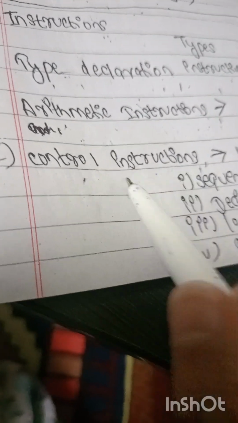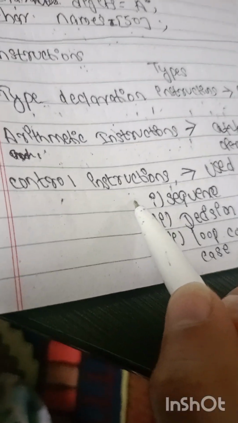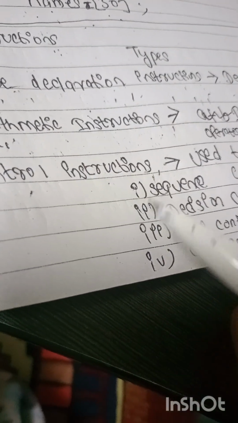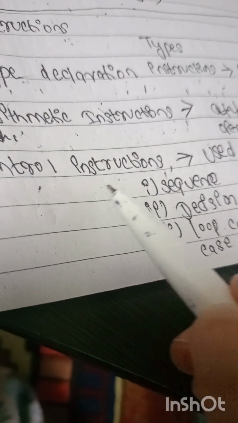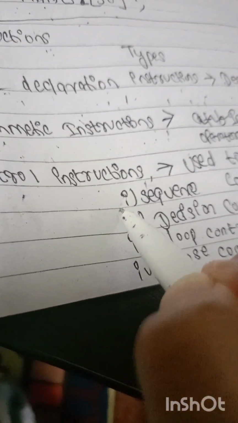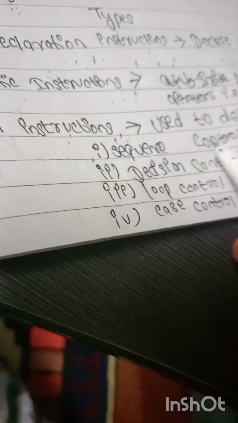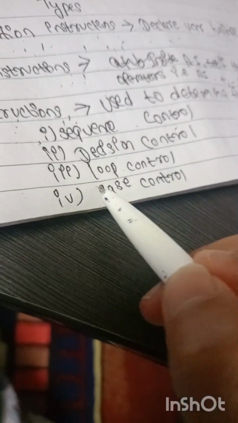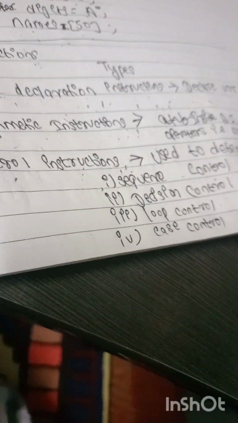So our third type of instruction is control instructions. Control instructions are used to determine the flow of the program. They determine which steps to run first, controlling all the flow and steps of our program. Control instructions also have 4 types: sequence control, decision control, loop control, and case control. We'll go into the details as well.